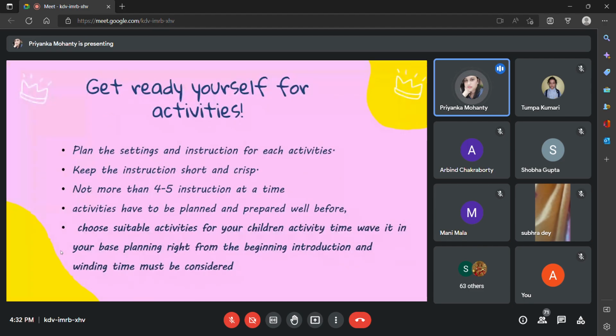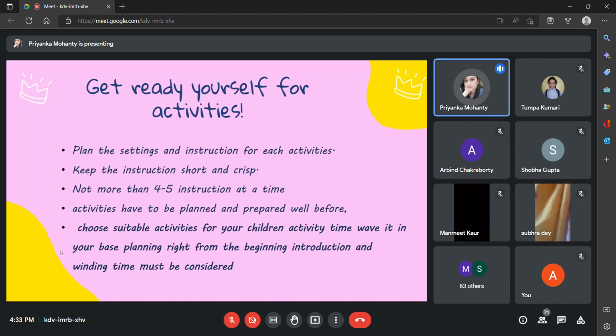Get yourself ready for the activity. Plan the sets and instructions for the activity. Keep the instructions short and crisp, not more than 4 to 5 instructions at a time. Activities have to be planned or prepared well before choosing suitable activities for children. Activity time should have a base plan right from the beginning. Instructions and wind-down time must be considered.